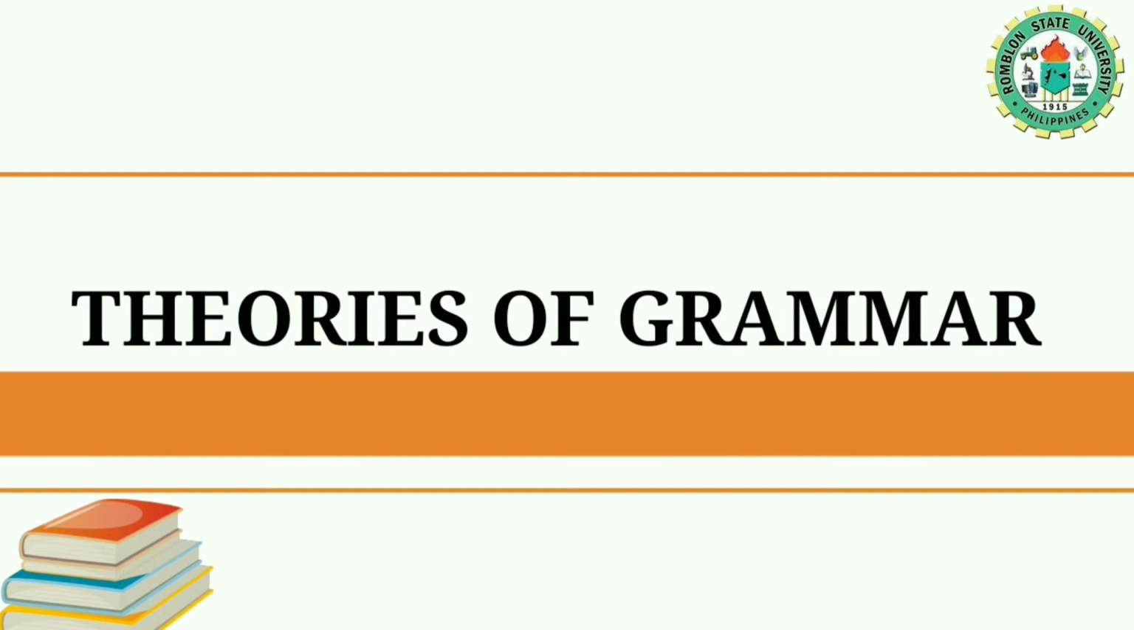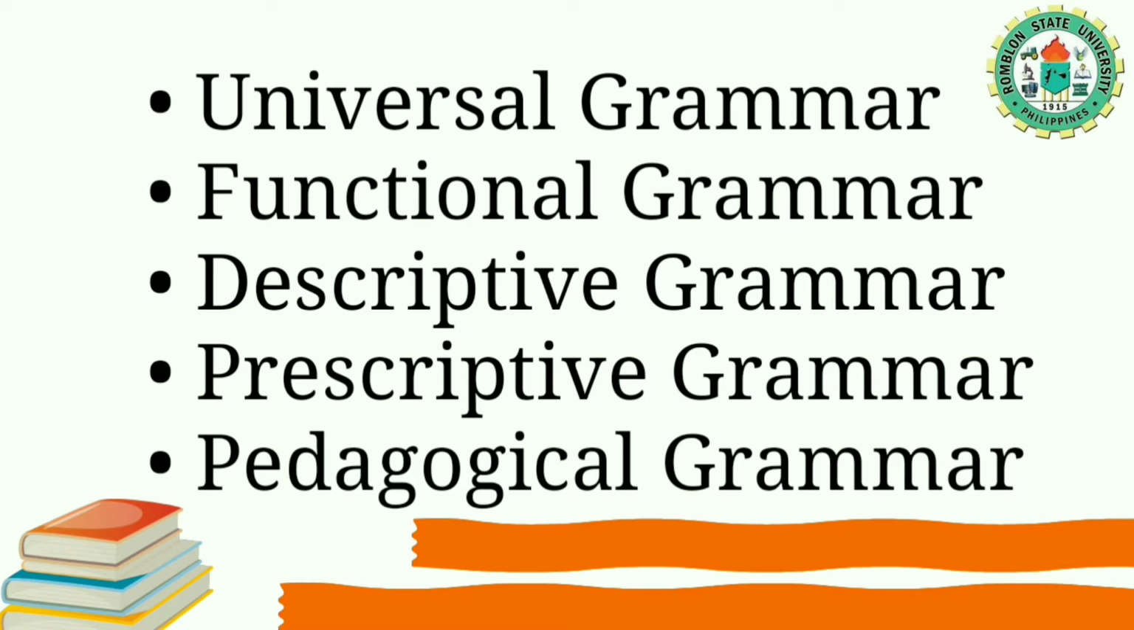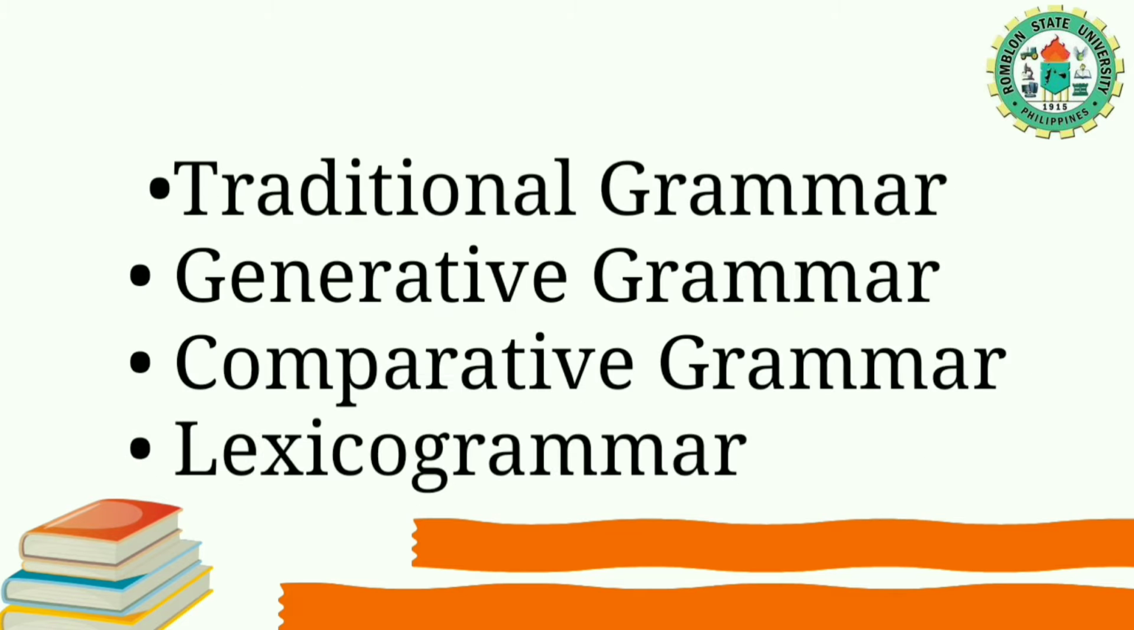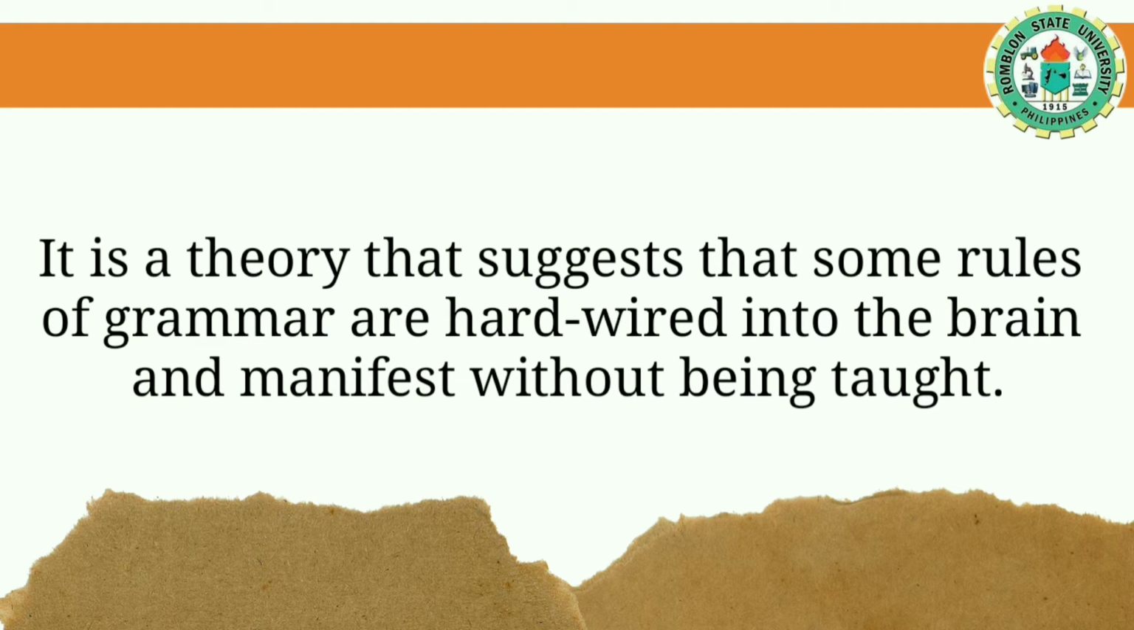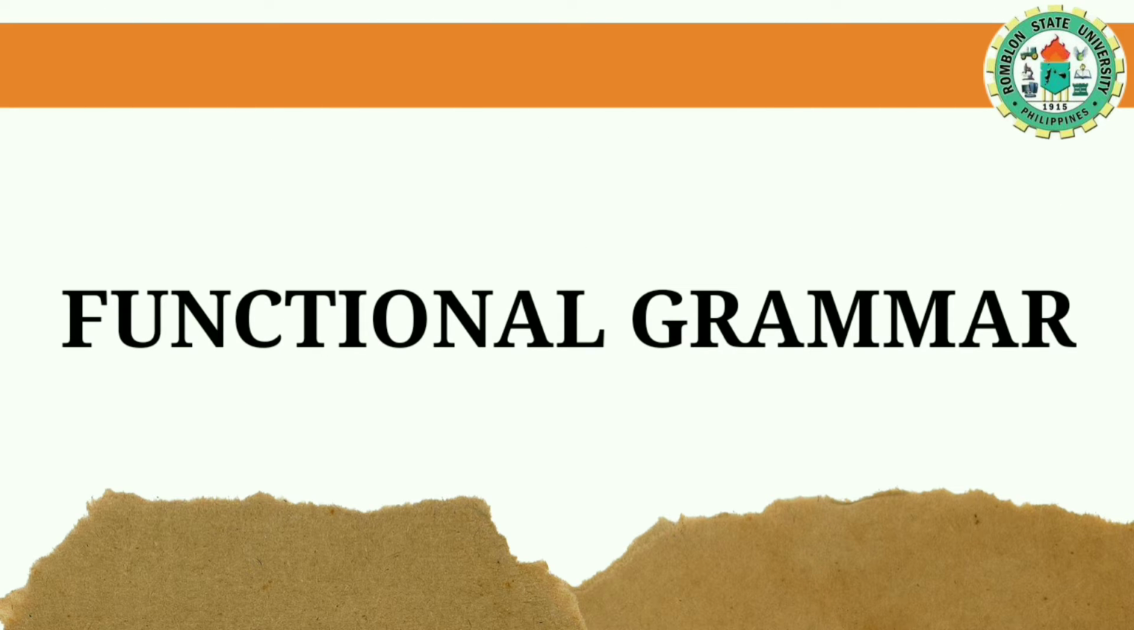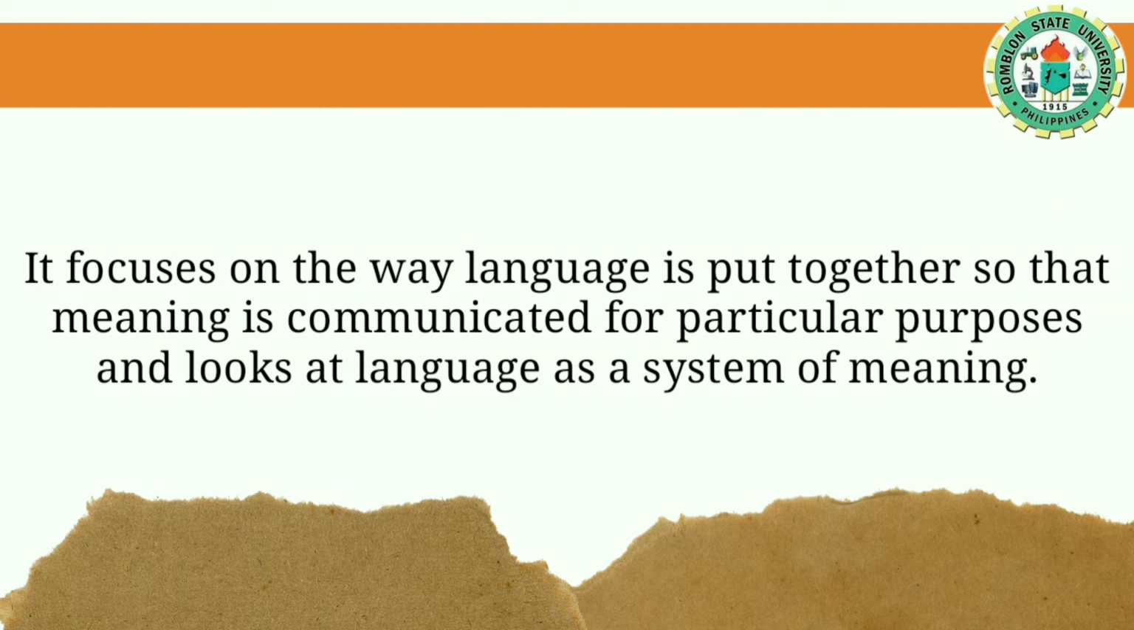Theories of grammar. We have universal grammar, functional grammar, descriptive grammar, prescriptive grammar, pedagogical grammar, traditional grammar, generative grammar, comparative grammar, lexicogrammar. Universal grammar. It is a theory that suggests that some rules of grammar are hardwired into the brain and manifest without being thought. Functional grammar. It focuses on the way language is put together so that meaning is communicated for particular purposes and looks at language as a system of meaning.